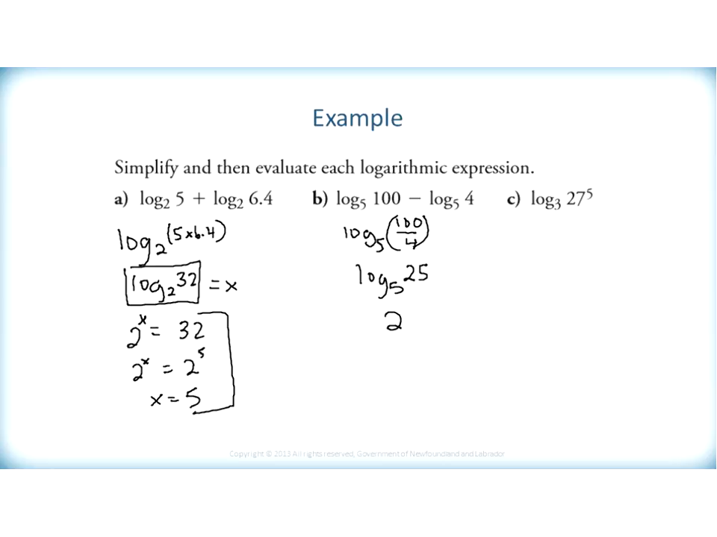In the next, example C, we are going to involve the power law. We can bring the 5 in front. That'll be 5 times log 27 base 3. And since 3 to the power of 3 is 27, this part of the expression is equal to 3. So it's going to be 5 times 3, which should give us 15.